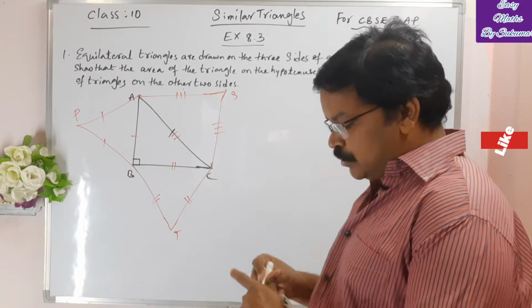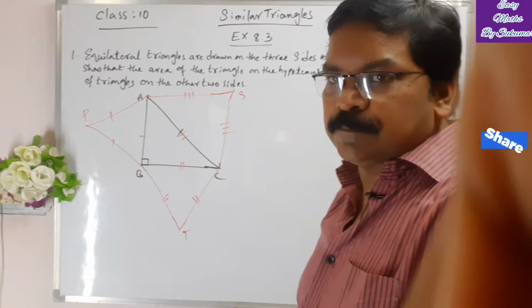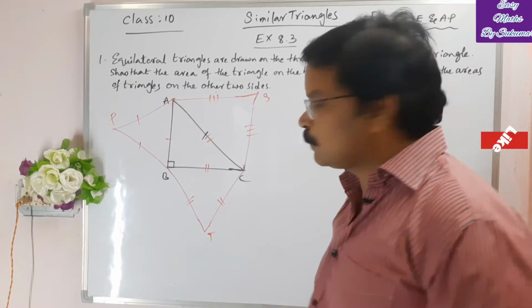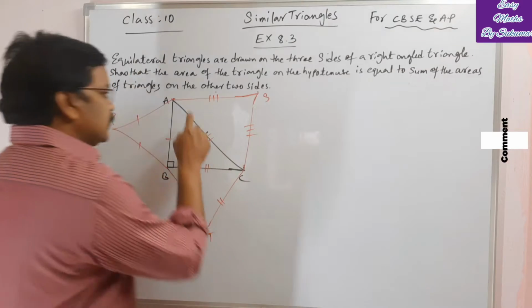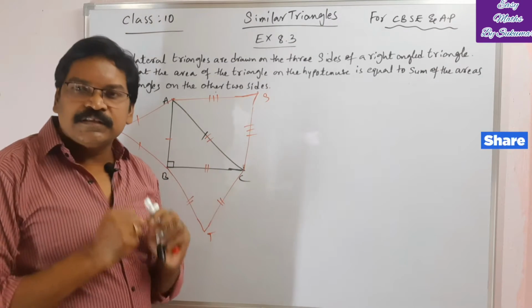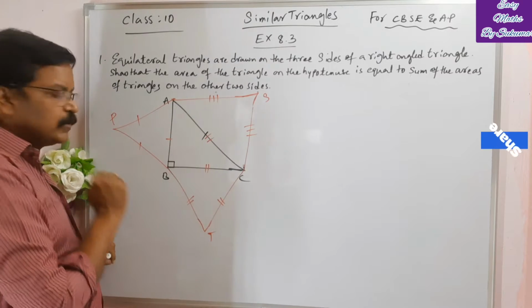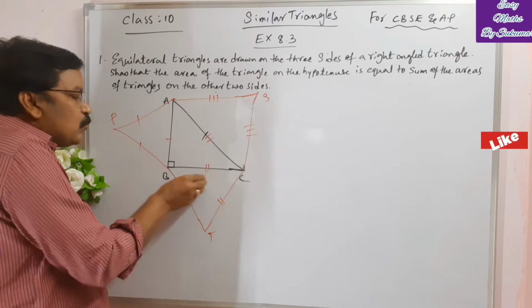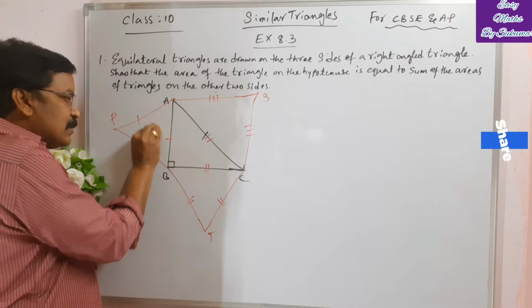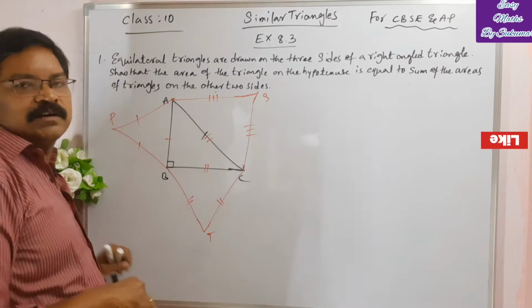So here there are three equilateral triangles. The first one is ASC. This equilateral triangle is drawn on the hypotenuse. And this equilateral triangle is drawn on one side of the right angle triangle. And this is also the same, one side of the right angle triangle.